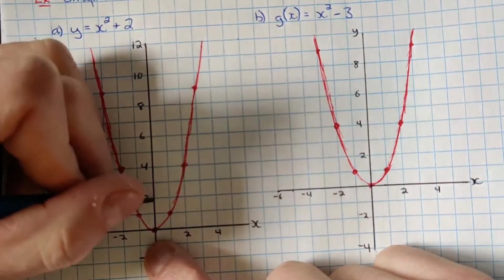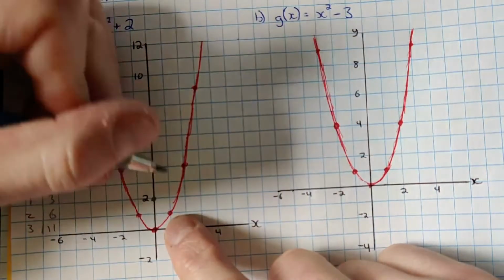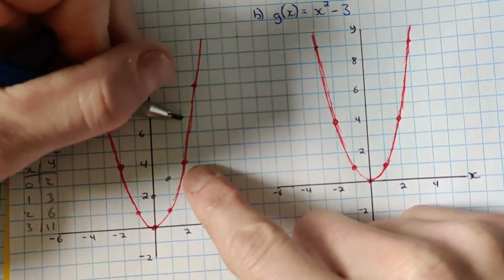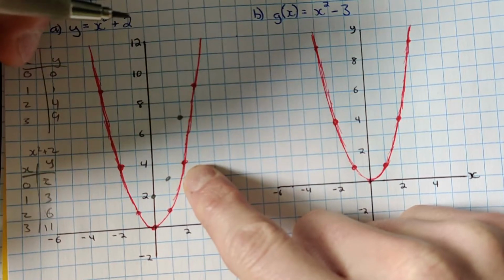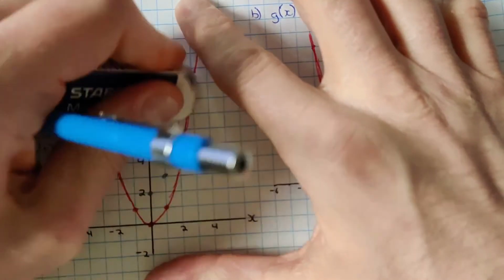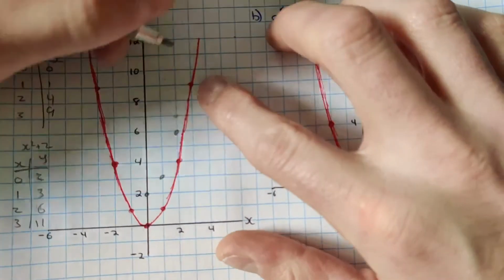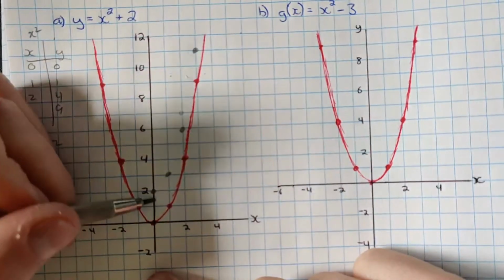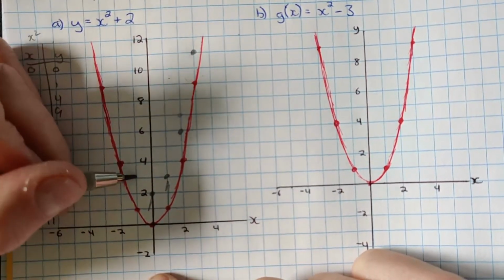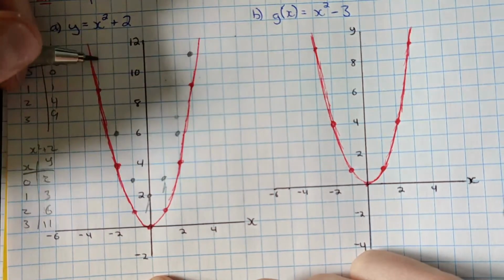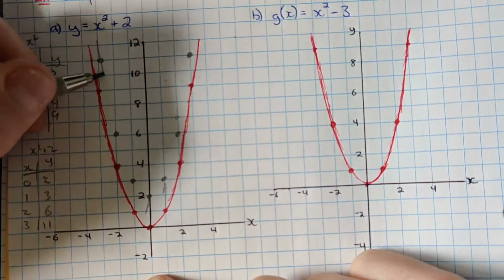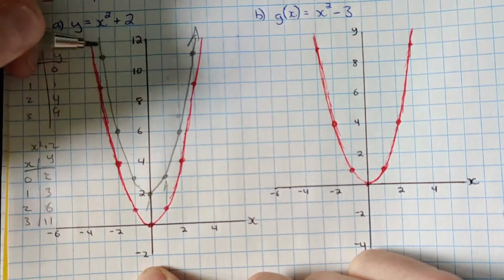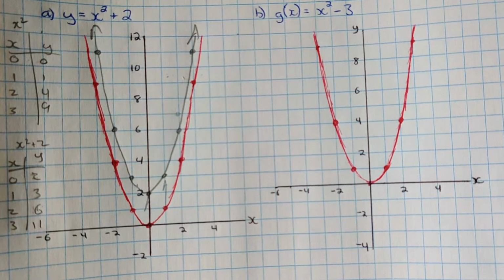So if we take 0 and 2, 1 and 3, 2 and, oh, so we're going up 2. Going up 3 there. 2 and 6, and 3 and 11. So you see each point just got shifted up 2 points. So if we shift the rest of these up to mirror this off, we have our shifted parabola.